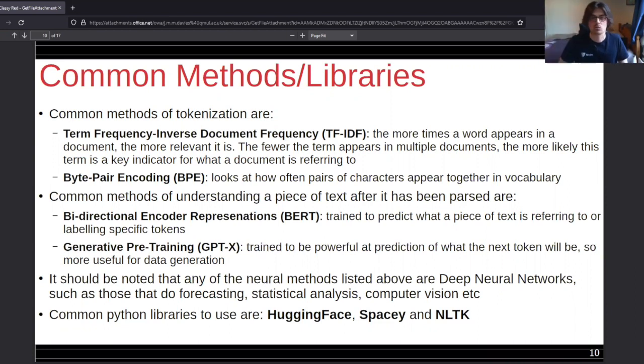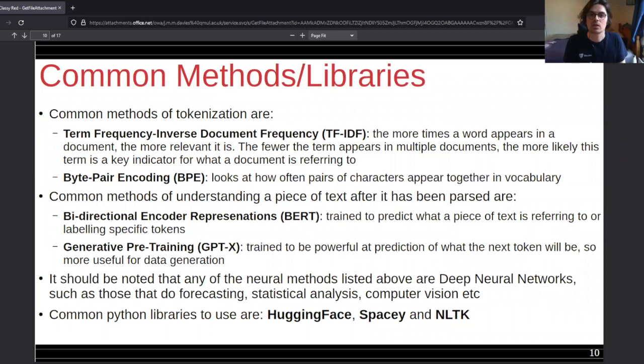And it continues on through that. Now that's tokenization. Common methods of understanding a piece of text, those neural methods after it's been passed, are bidirectional encoder representations, so BERT. This is kind of like the bread and butter of most of natural language processing neural methods. And these are trained to predict what a piece of text is referring to or labeling specific tokens. So is this piece of text about raspberries? Is this word raspberry? Does it pertain to raspberries? That's what you're using BERT for.